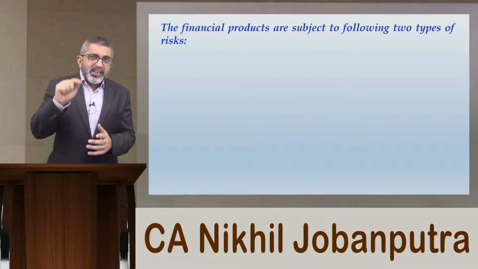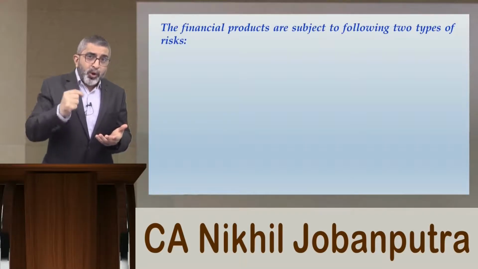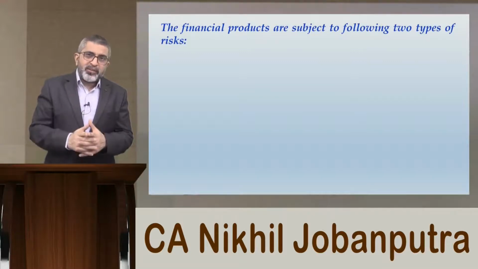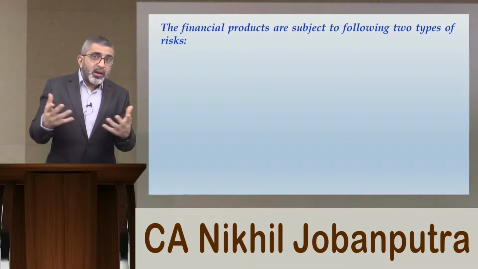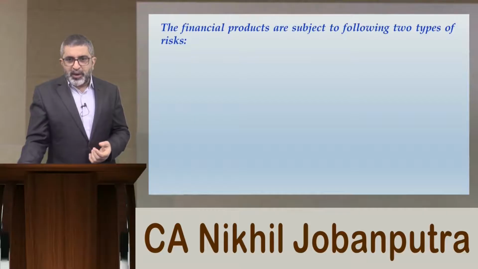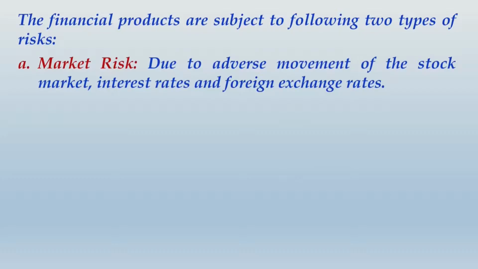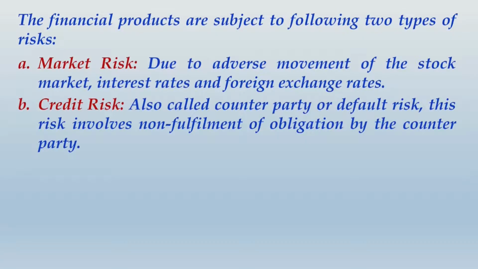As a result, this risk which arises because of a decline in the repayment capacity of the borrower, where I am the money lender or the investor, the risk that I am assuming over here is basically the credit risk. So let us write this note about these two types of risks. Market risk: due to the adverse movement of the stock market, interest rates and foreign exchange rates, this kind of risk arises. And credit risk, also called counterparty or default risk, this risk involves non-fulfillment of obligation by the counterparty.